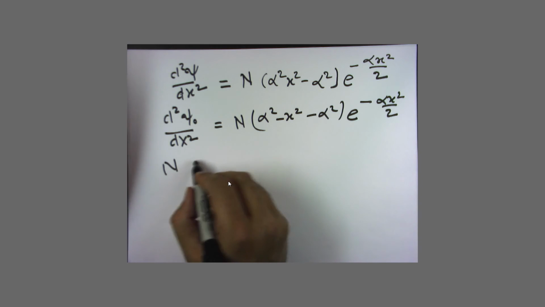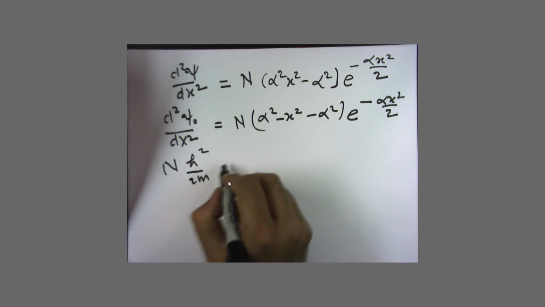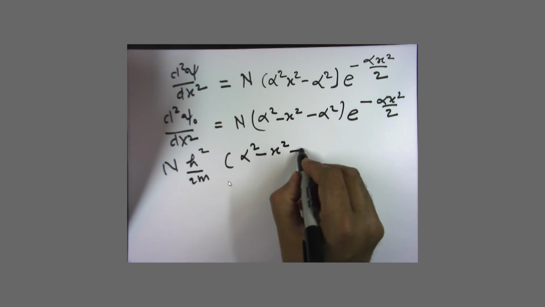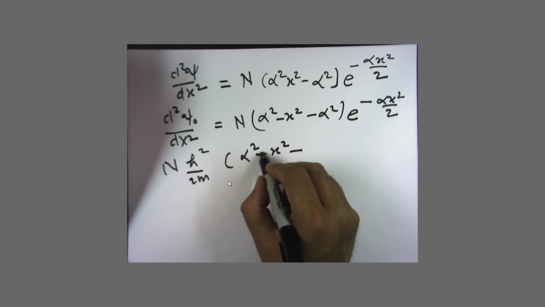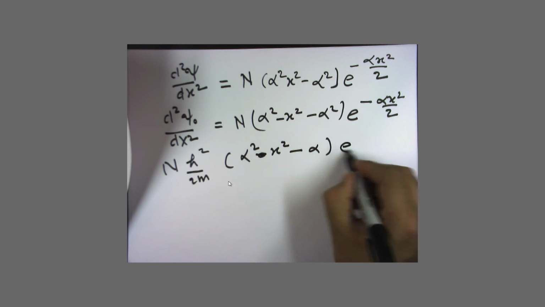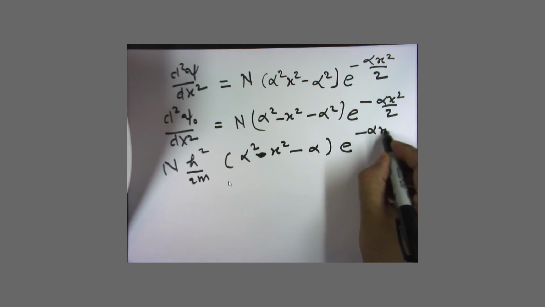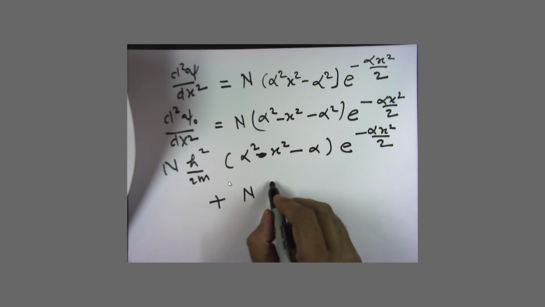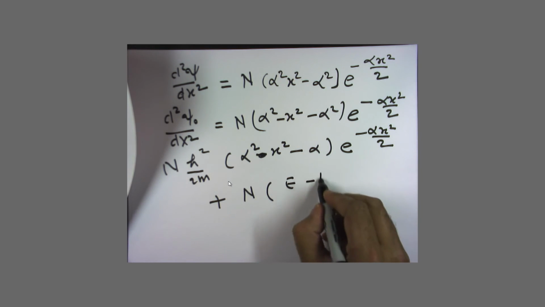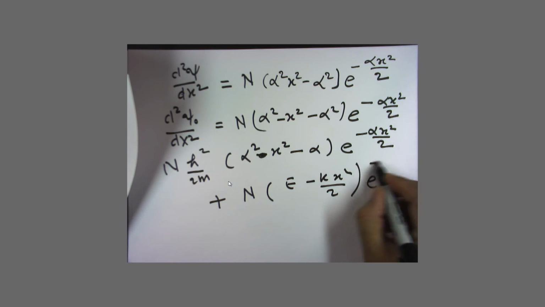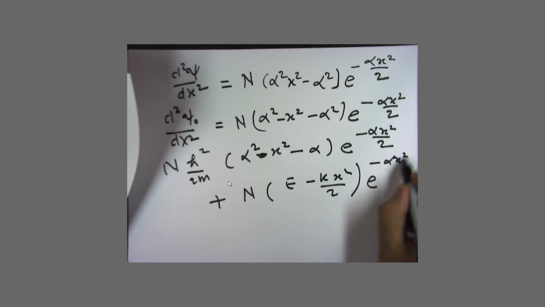N. Now, we are just multiplying different factors here, h square by 2m. Now, we take the first term minus x square. So, we are plugging that into our original equation. So, that is the first term, e to the power minus alpha x square by 2, plus the other energy term where N, we are looking at e minus k x square by 2 and multiply that by the same exponential function, which is alpha x square by 2.